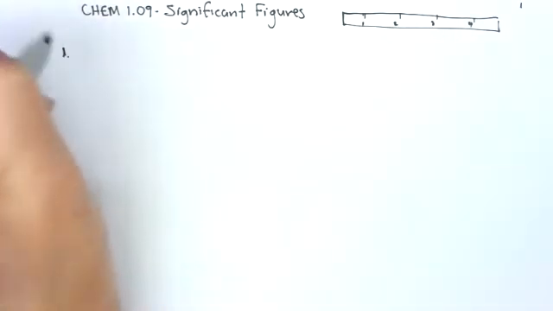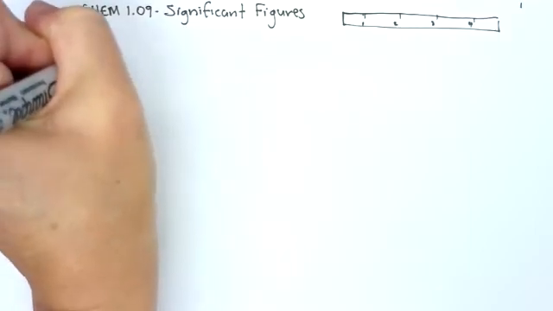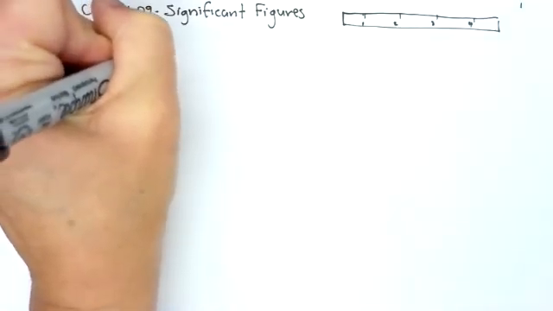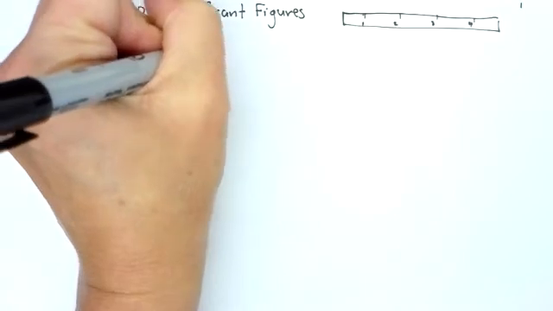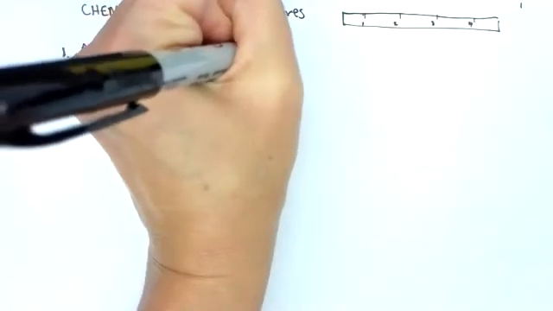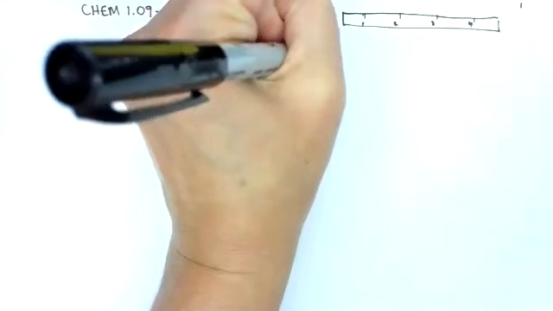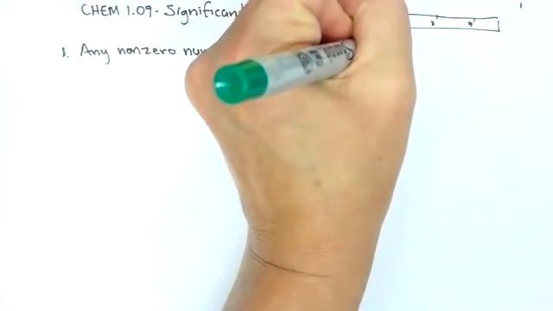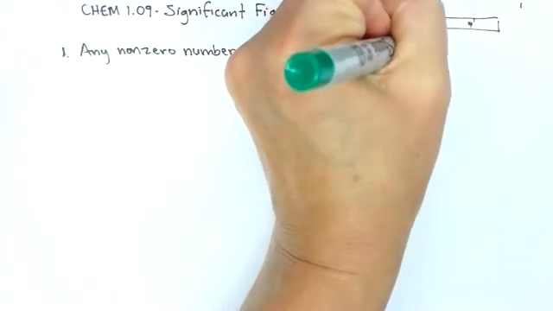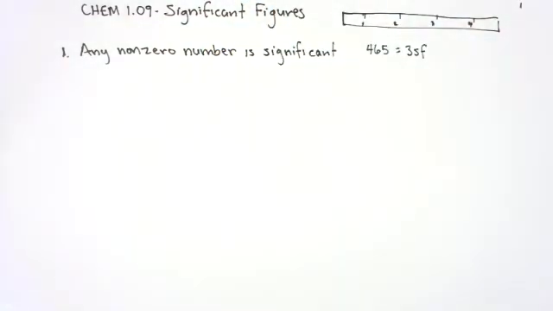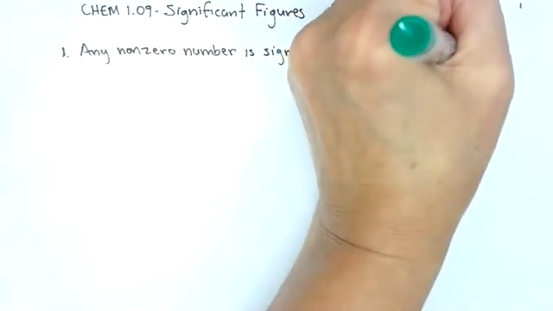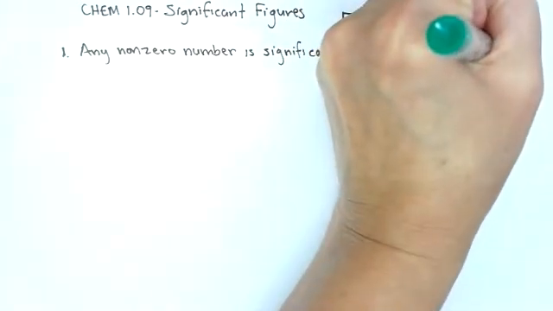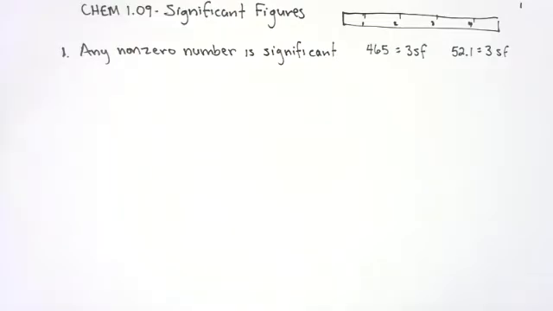So rule number 1 is that any non-zero number is significant. So on the left, I'll write the rules, and on the right, I will write out examples. I'll do the examples in green. So if I have the number 465, that's going to be 3 sig figs, and I'm just going to use SF to abbreviate. If I have a 52.1, that's going to be 3 sig figs.